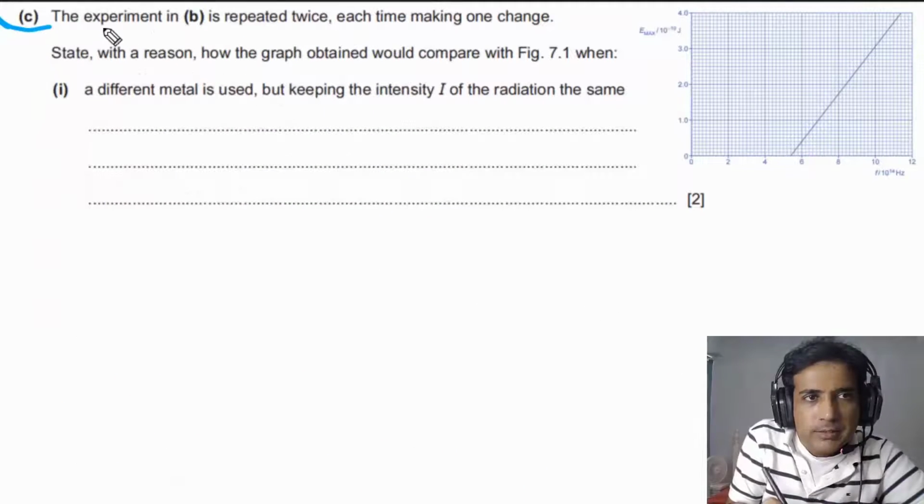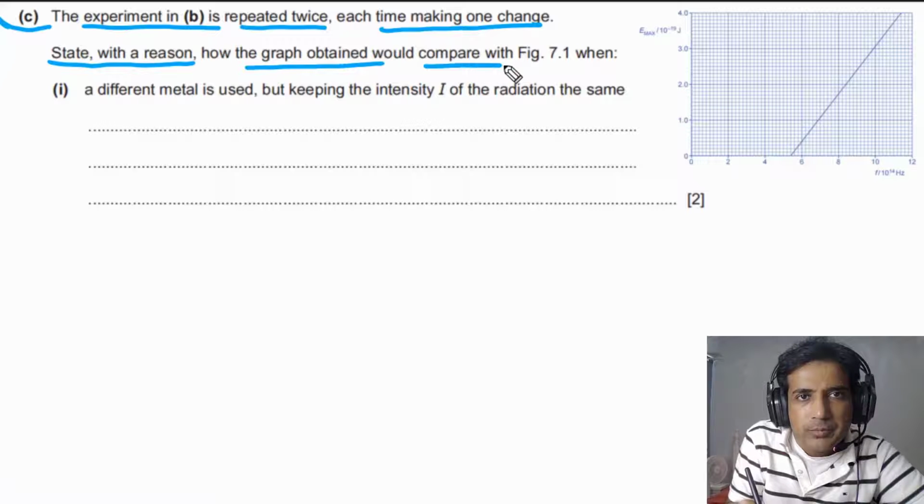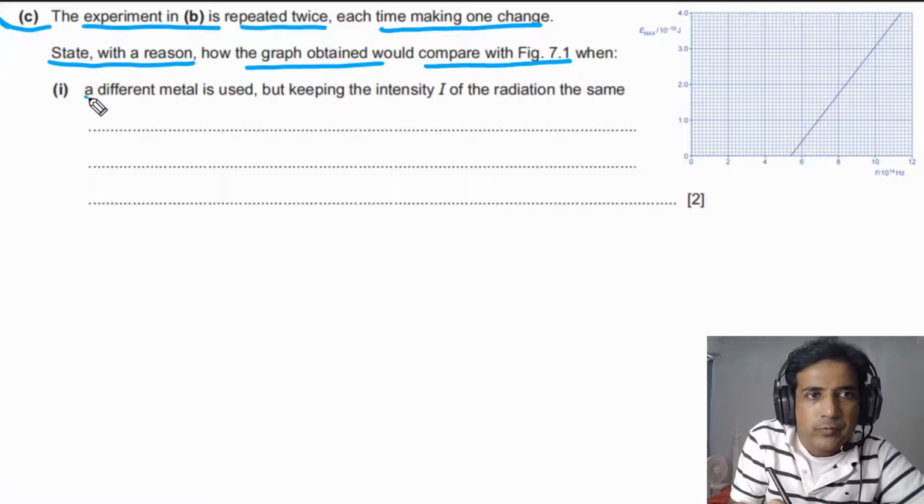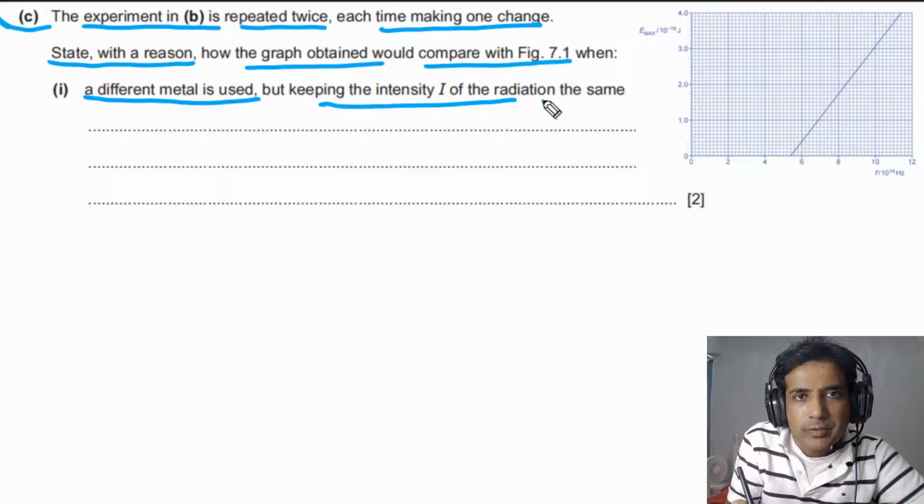For part C, it is given to us the experiment in B is repeated twice, each time making 1 change. State with a reason how the graph obtained would compare with figure 7.1 when a different metal is used but keeping the intensity of the radiation same.